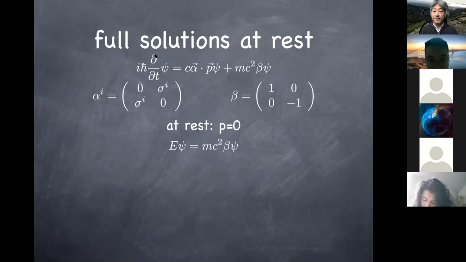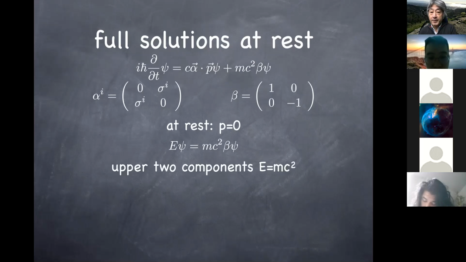So the eigenvalue of iħ d/dt is the energy. mc squared beta is the right-hand side, which is already diagonal. So I can immediately identify eigenvalues for the energy. And for the upper two components of psi, the eigenvalue is indeed mc squared times 1. And that's exactly the energy you want for a particle at rest. That's great. But there are two more solutions to this.